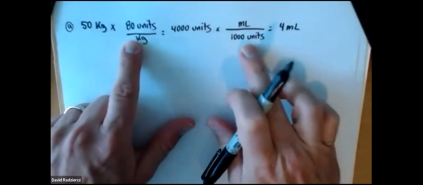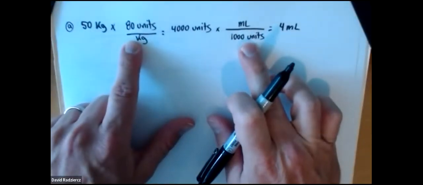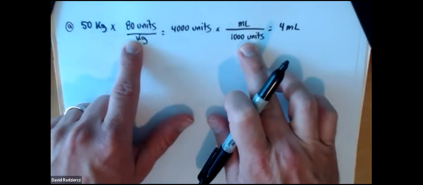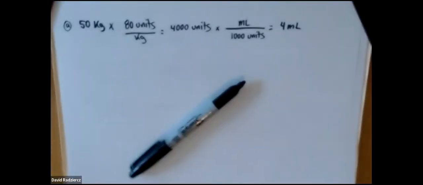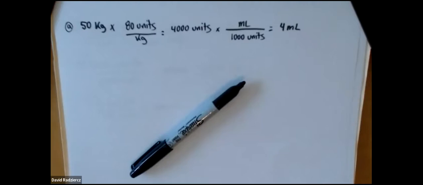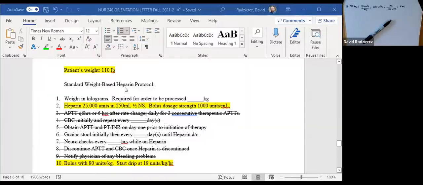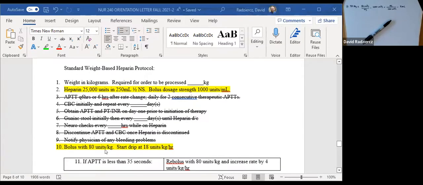Any question where I'm getting this information from? Just as a reminder, going back to the heparin protocol, you see where it says bolus with 80 units per kilogram down here. And then it tells me the bolus dosage strength is 1,000 units per milliliter. So that's where I'm getting that information from. I didn't make it up. I didn't guess. I just looked at the heparin protocol.